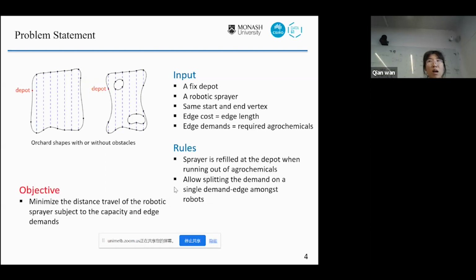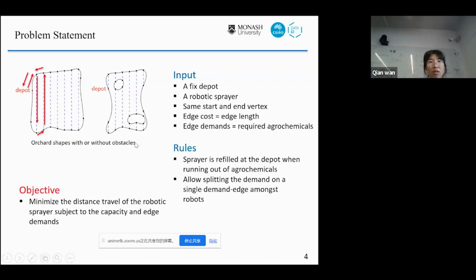Let me give you an example of what our results look like. We have a robot start from the depot and spray the first blue demand line, then turn right to spray the second demand edge. If it runs out of agrochemicals, it goes back to the depot to get refilled, and then starts from the depot again to spray the remaining demand edges. So this is our problem.